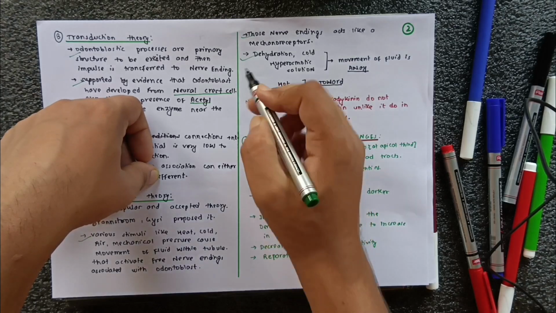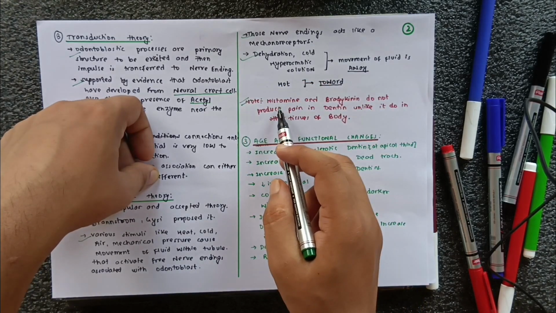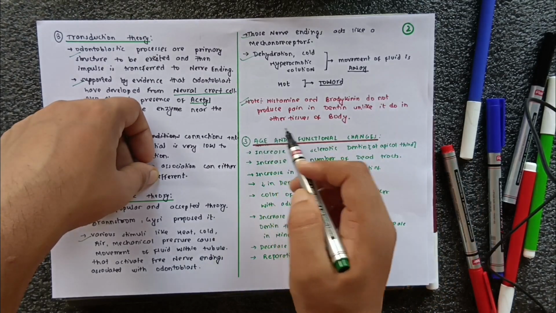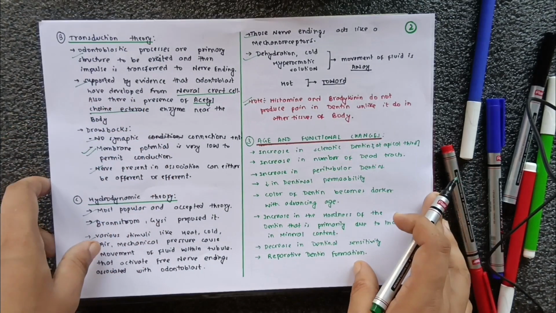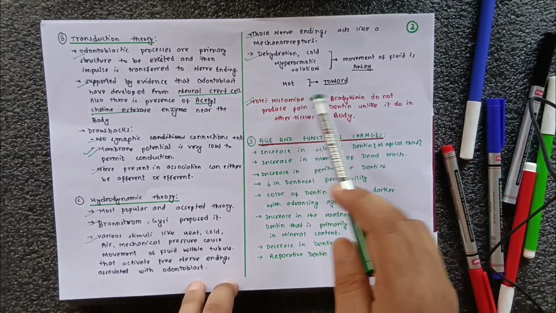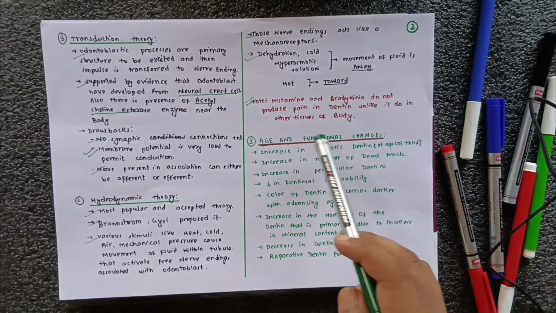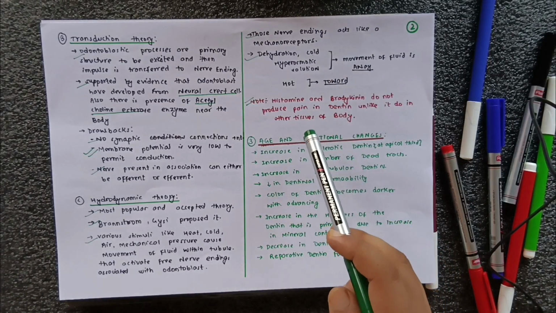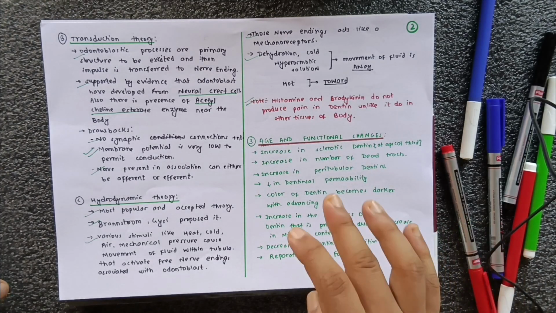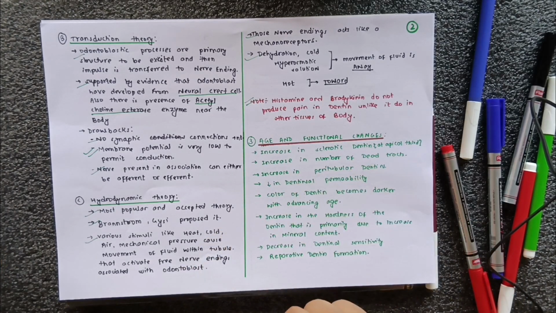Okay, so the note, I have written one note, so you can remember this: histamine and bradykinin do not produce pain in the dentin, unlike what they do in the other tissues of the body. As we have studied in general pathology, or in general physiology, histamine and bradykinin are those two chemicals that would cause pain. They cause pain in the other normal tissues of our body, but in dentin they are not responsible for the pain transmission.